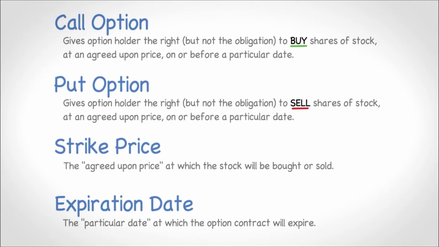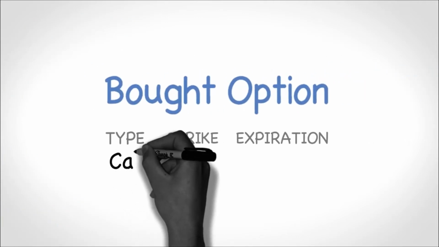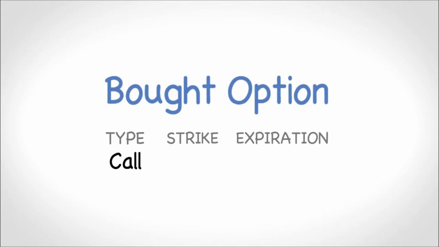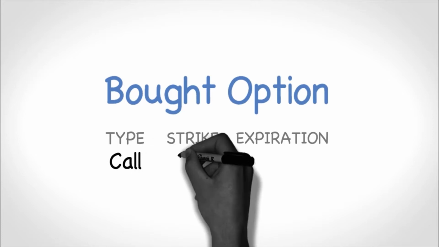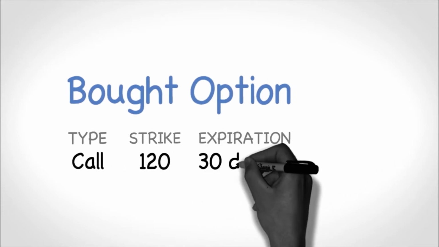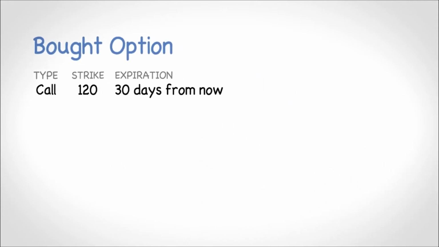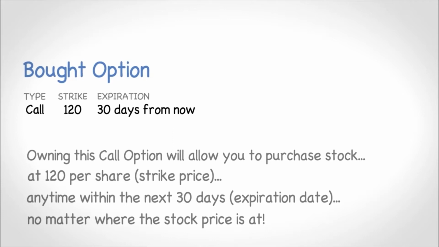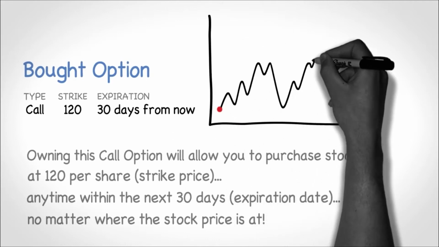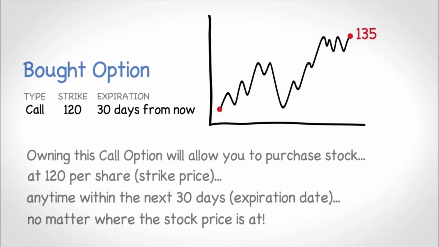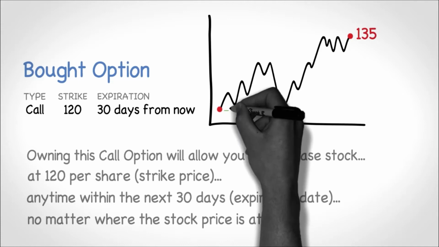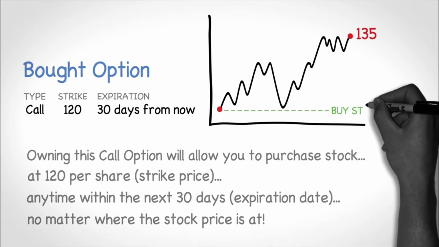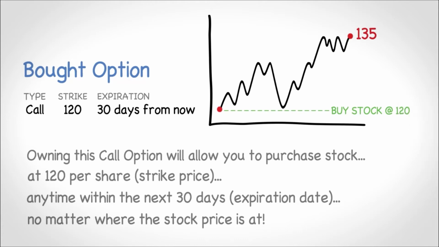Now, we got those out of the way, but in layman's terms, let's say you bought a call option, so you are the option holder, and the strike price of this call option is $120, and it expires in 30 days. Owning this call option will allow you to purchase the stock at $120 any time during the next 30 days, no matter where the stock goes. So if the stock goes up to $135 within the next 30 days, then fortunately for you, you own a call option that allows you to buy stock at $120, even though the stock is currently trading at $135.